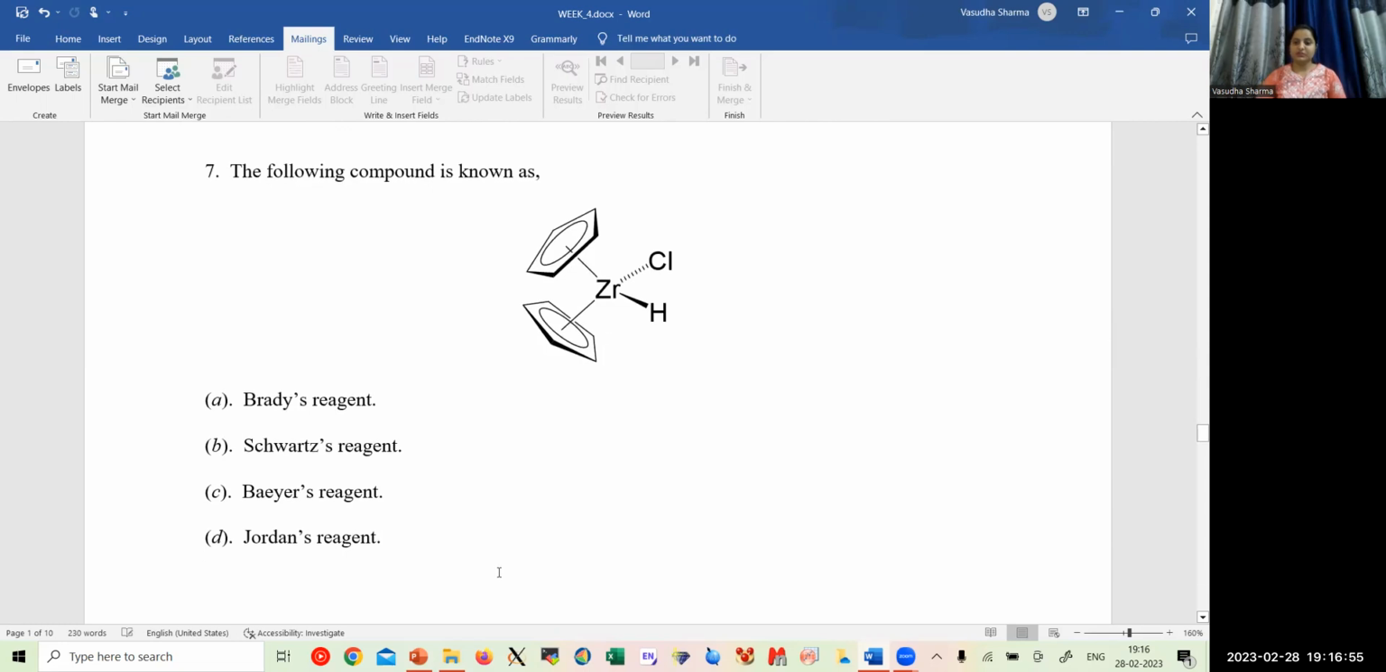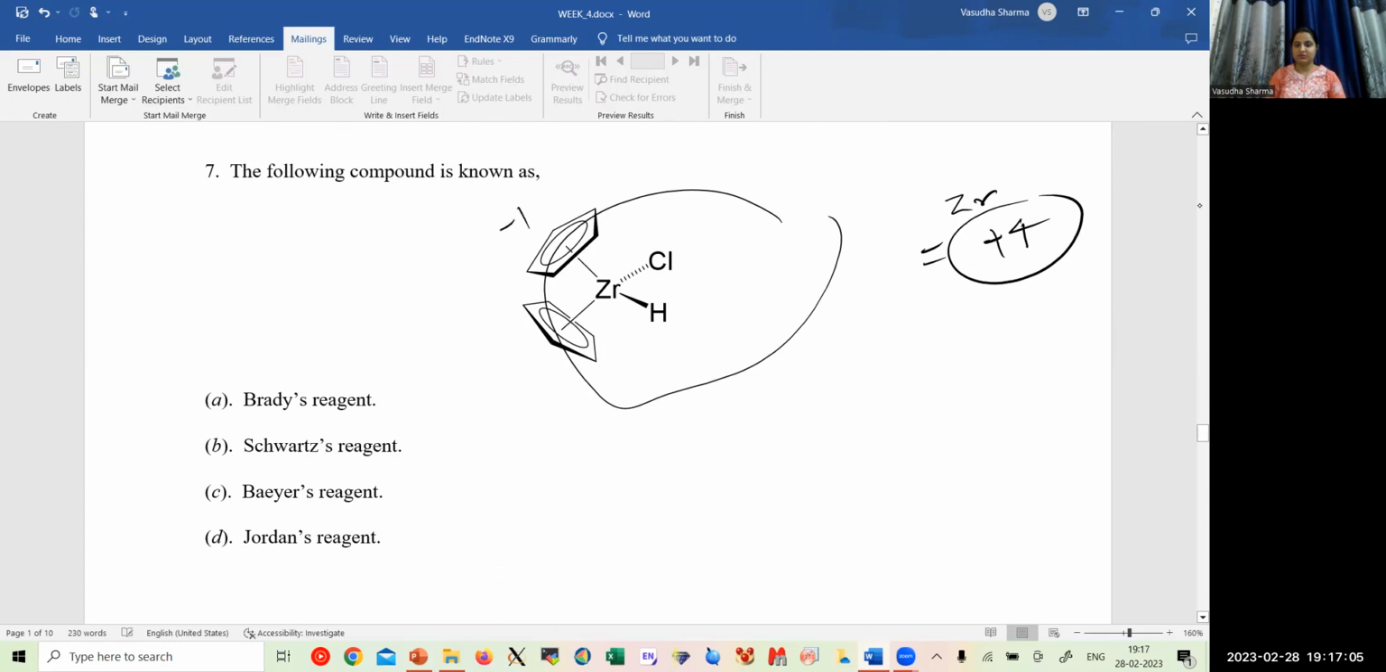Now, in the seventh question, it has been asked the following compound is known as. So we just need to name the thing. If we calculate the oxidation state, it will come as +4 because Cp will give you -1. This is -1, -1, -1, and therefore it becomes zirconium as +4 oxidation state.